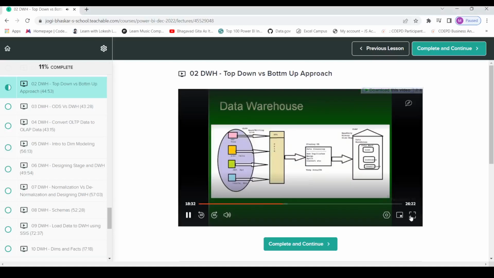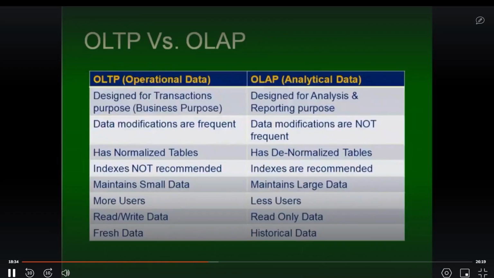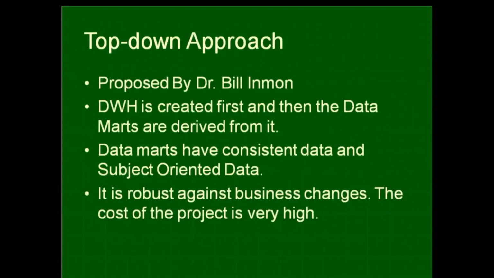According to him, there are two types of data warehouses. One type of data warehouse is called a top-down approach. Data warehouse is created first, then the data marts are derived from it. First, you create a mixed vegetable curry. Then if somebody asks, I need only beans, you need to take the beans from the mixed vegetable curry and give it to him. So that is what he's saying. Clear? Data marts have consistent data and subject-oriented data. It is robust against business changes. The cost of the project is too much because you're going to be dumping all the data into a single data warehouse. You're not going to be segregating.